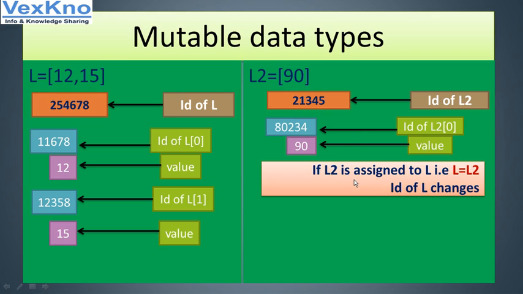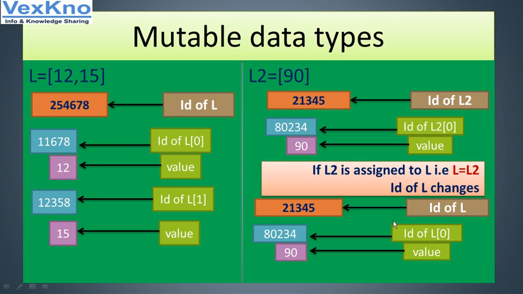Now we are going to change the ID of L. That means we are changing the status of L. So L2 is assigned to L. That means now L and L2 will refer to the same ID, that is 21345. So L now has the new ID, a new memory location. Inside that you have the elements also, so it will get the new element also.